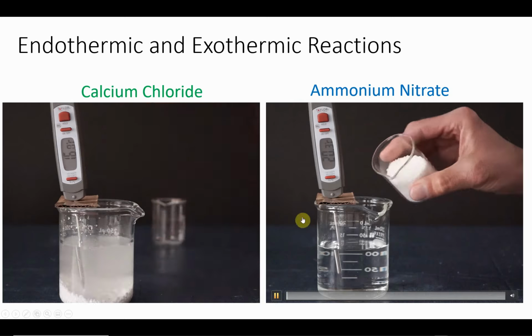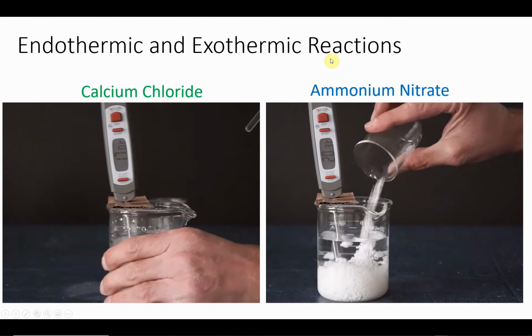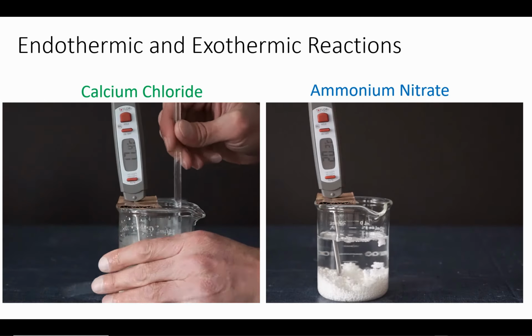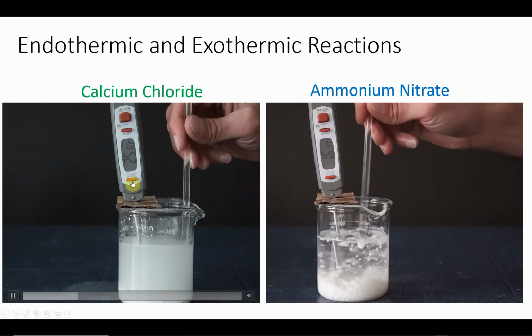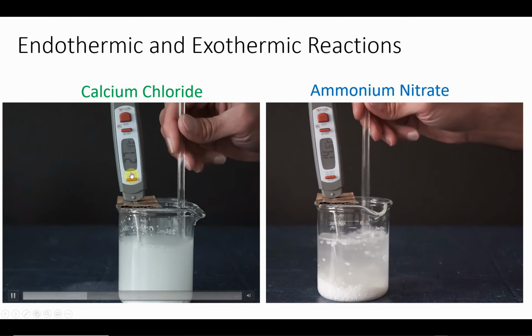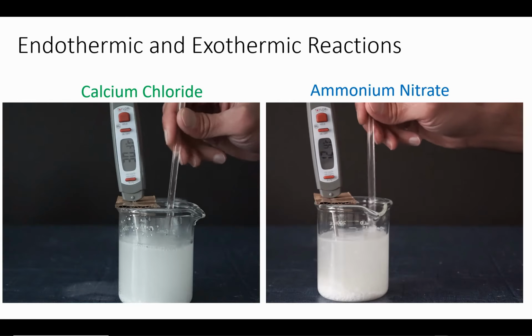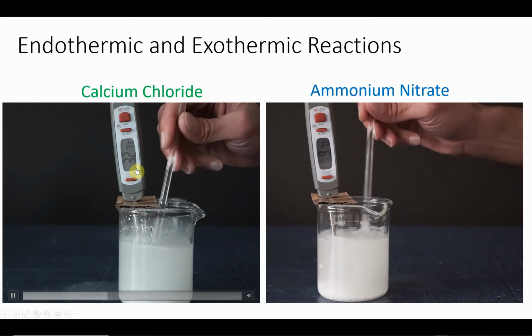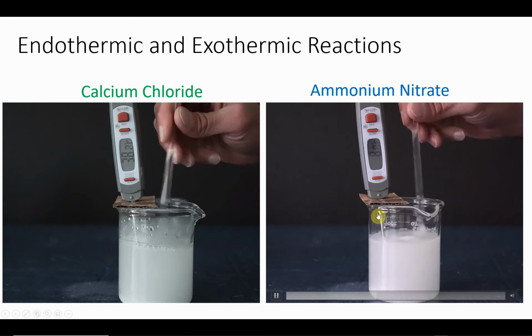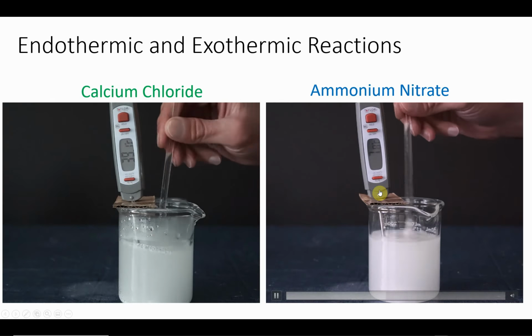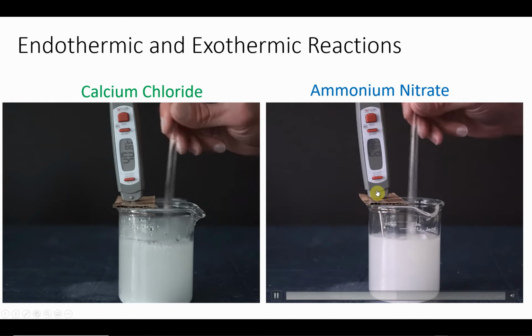Well, let's walk through why this happens with both of these chemicals. So what we saw with the calcium chloride here on the left is as we added it to the water, it got a lot warmer, it got a lot hotter, which means that the water was absorbing energy. That's why it was getting hotter. Over here, the water's getting colder, which means the water must have been releasing energy.